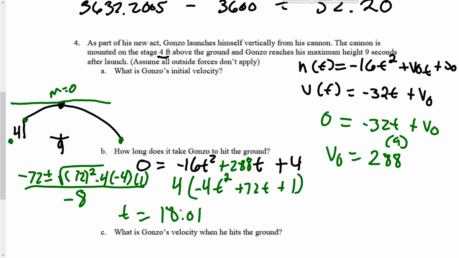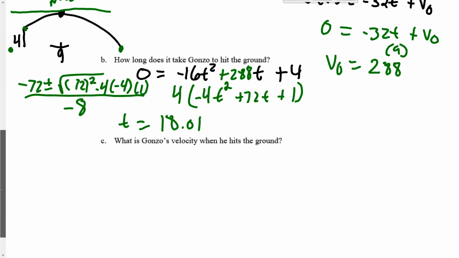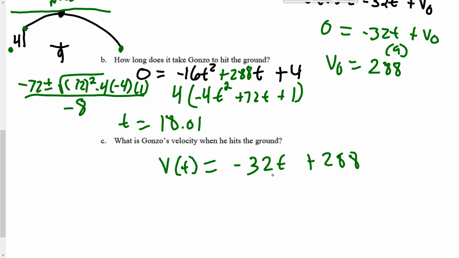All right, and then what is the velocity when it hits the ground? Well, we know how long it takes to hit the ground, so we can just use our velocity equation and plug in 18.01. Negative 32t plus 288. So we plug in 18.01 there, and we get negative 288.32. So it's almost our initial velocity, just a little bit different because I'm not quite in the middle, because I have an initial height of 4. So there you go.